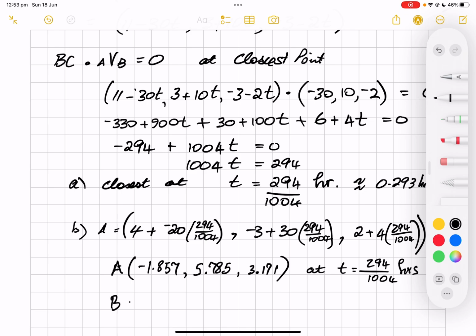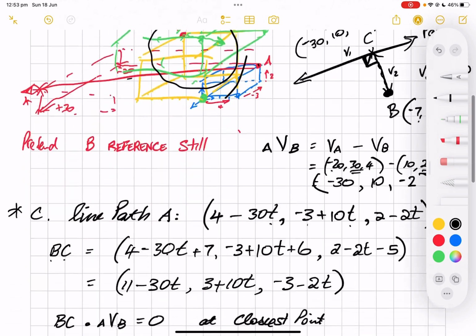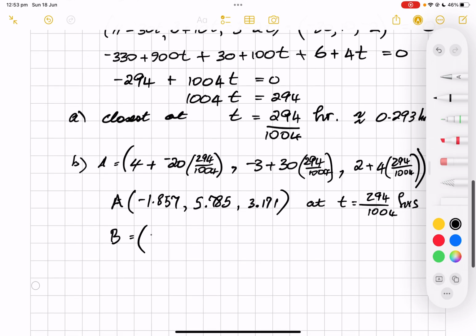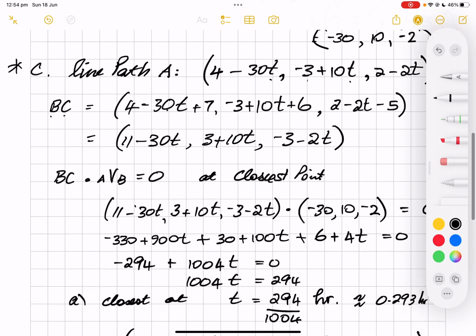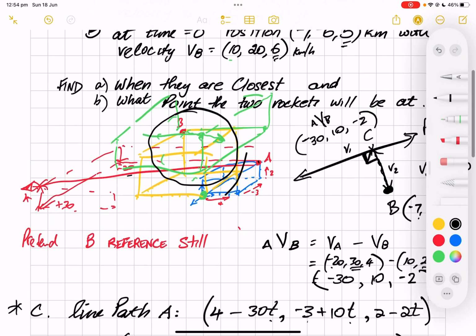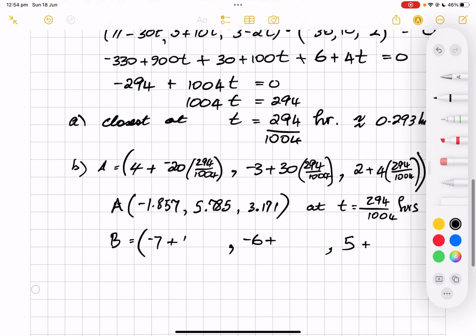And B will be at, now B started at negative 7, negative 6, 5. And it was travelling at a velocity of 10, 20, and 6. And we want the time 294 over 1004.